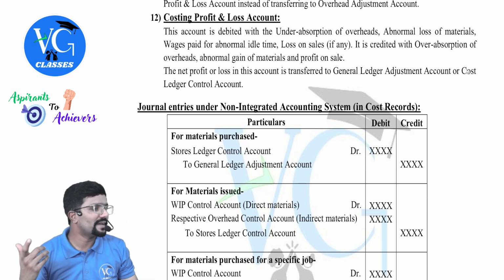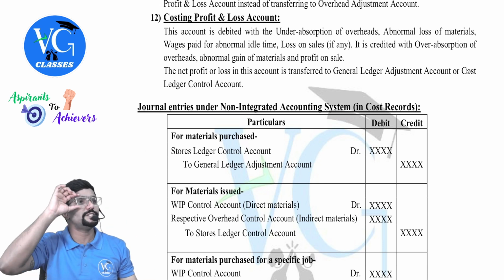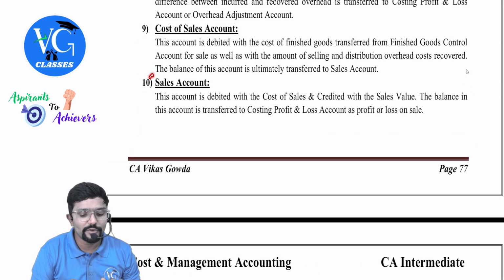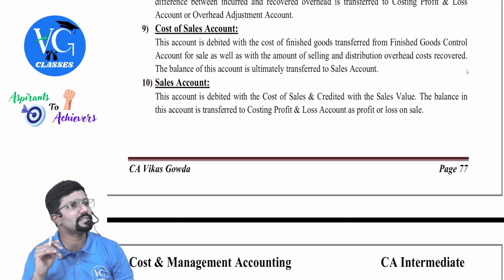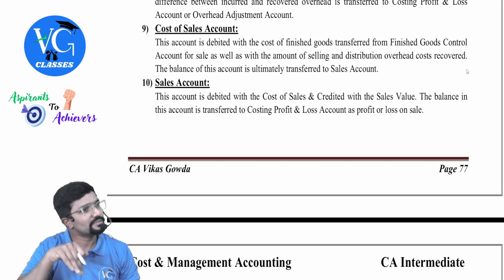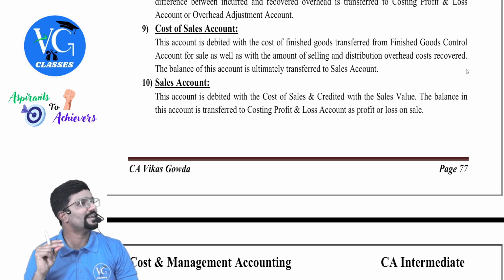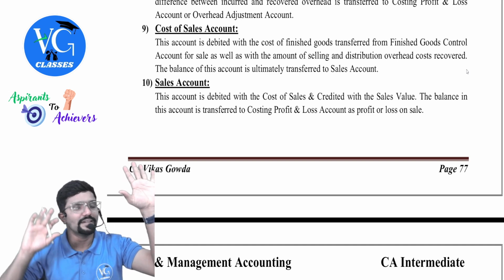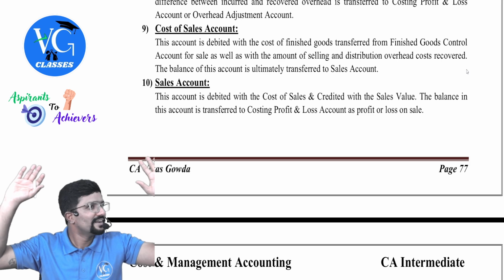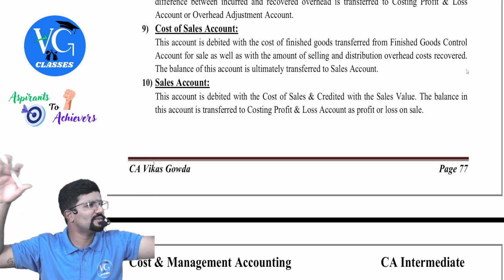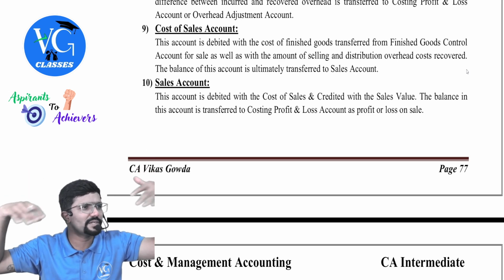Clear? Or else an alternate treatment also is there. What is the alternate treatment? You can ignore the sales account completely. That means whatever cost of sales, you transfer it to costing P&L account. On the debit side, you will record cost of sales. Credit side, record sales. And I'll record all abnormal loss, abnormal gain, under absorption, over absorption, everything.